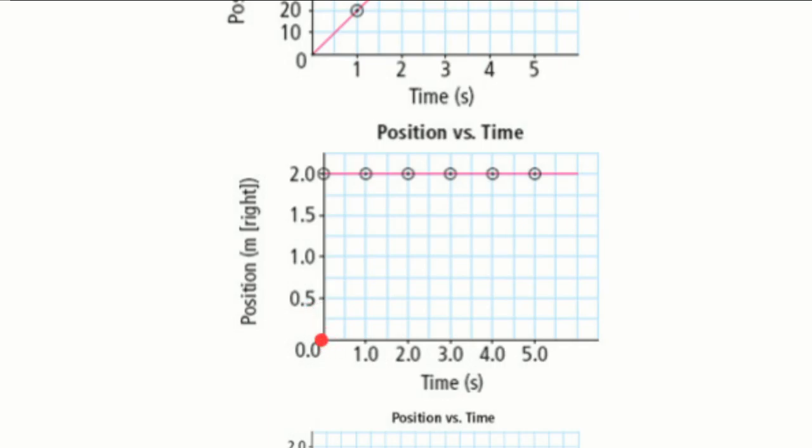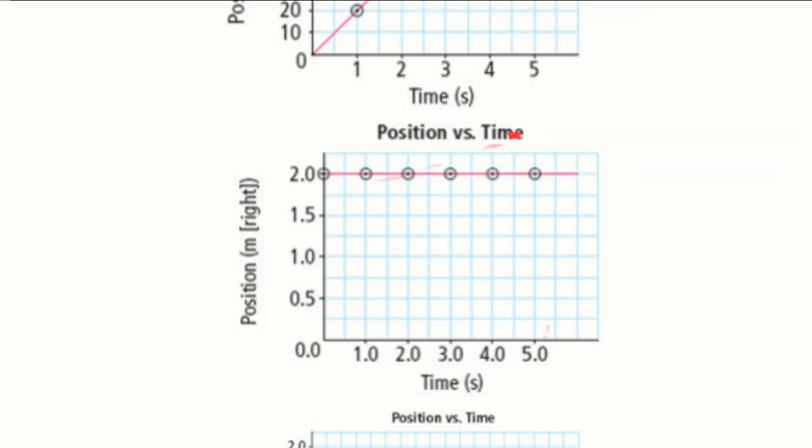All right, so at 0 seconds, the object's at 2 meters to the right. At 1 second, the object's at 2 meters to the right. At 2 seconds, the object's at 2 meters to the right. At 3 seconds, the object's at 2 meters to the right. 4 seconds, 5 seconds. You get the idea. The object's not moving. It's completely stationary.